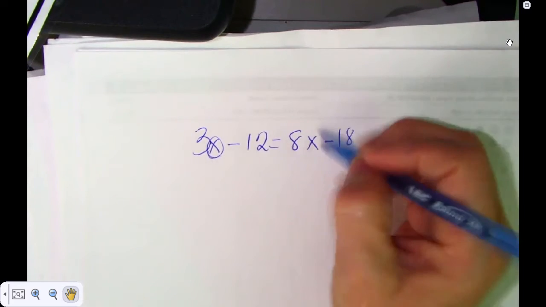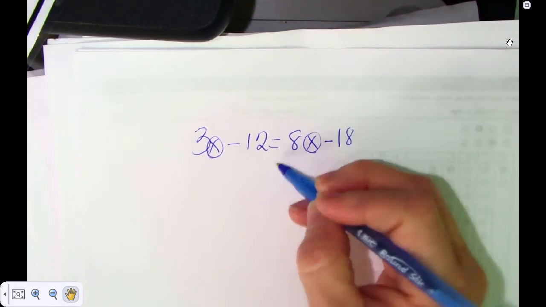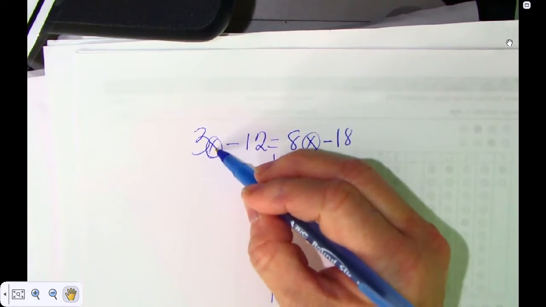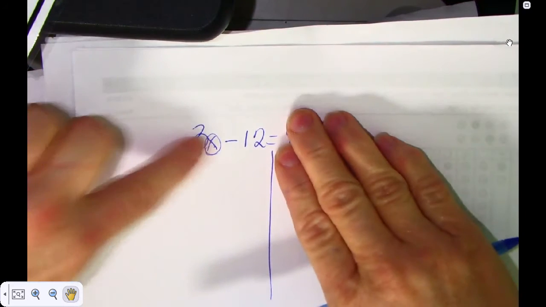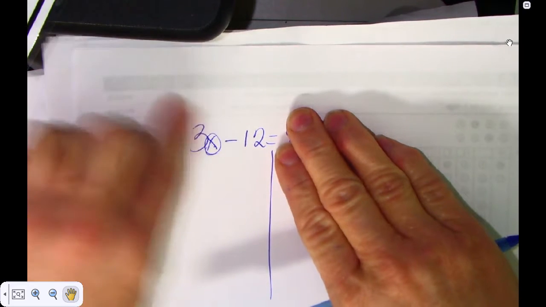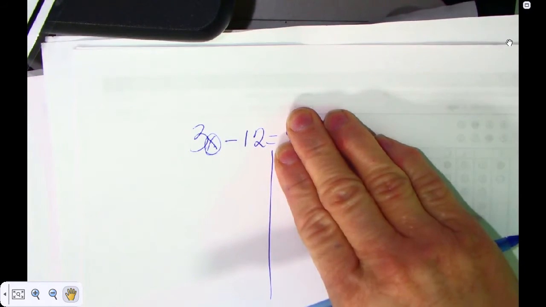Circle the x's, and draw the river. Guys, this time there's two x's. There's x's on both sides. If there were two x's on the left side, I'd have to combine them before I started.